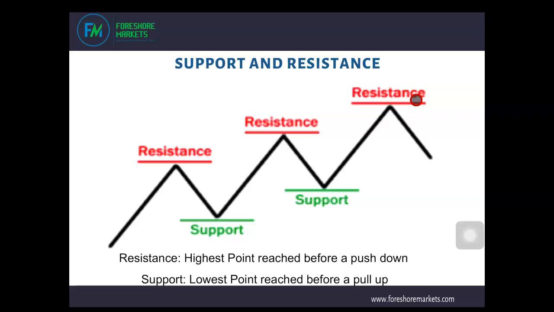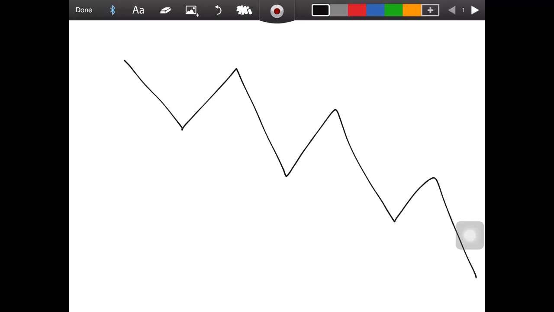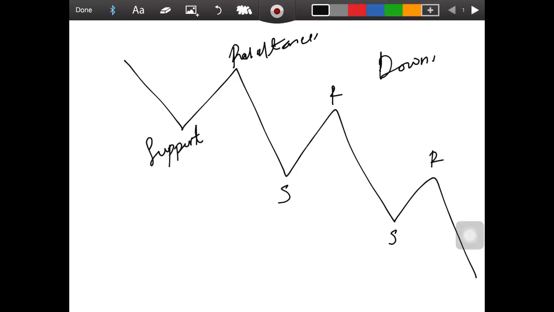So this is for an uptrend. Same thing applies for a downtrend. So for a downtrend, it's going to be something like this. And you have support, resistance. The basic definitions apply here: support, resistance, support, resistance. The basic definition applies to both uptrend and downtrend.